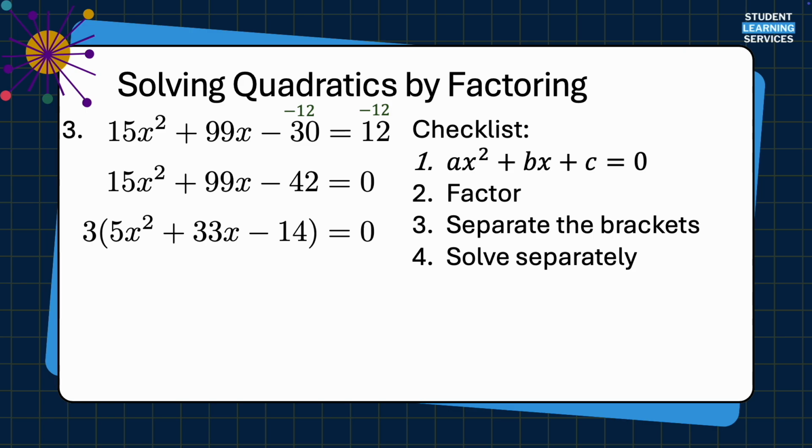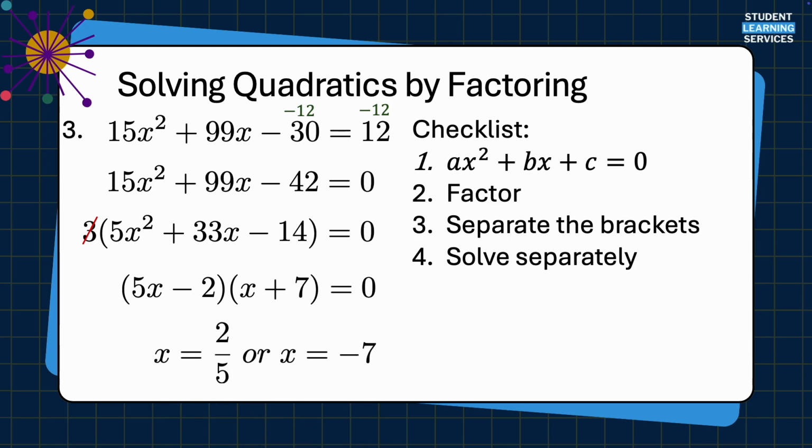Here we can divide both sides by 3. 0 divided by 3 is still 0, so it's completely gone. Factoring would give us (5x minus 2) times (x plus 7) equals 0, which means x is equal to 2 over 5 or negative 7.